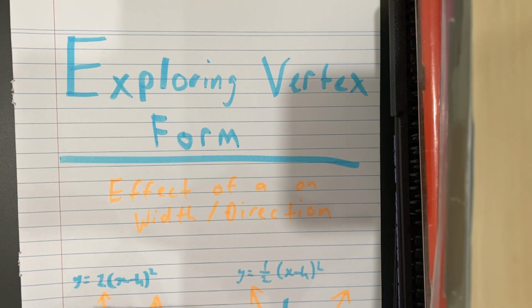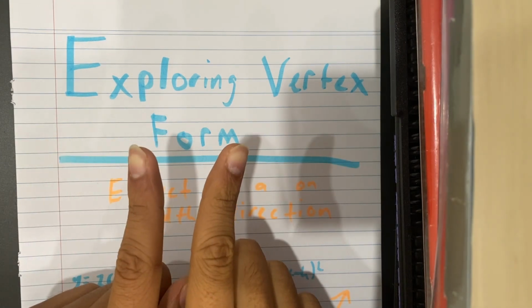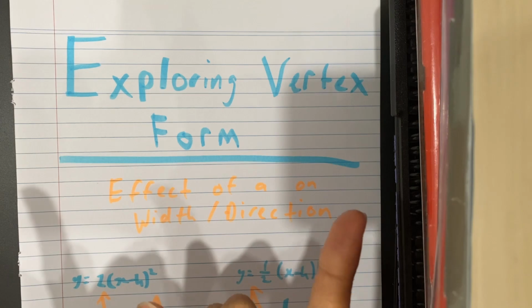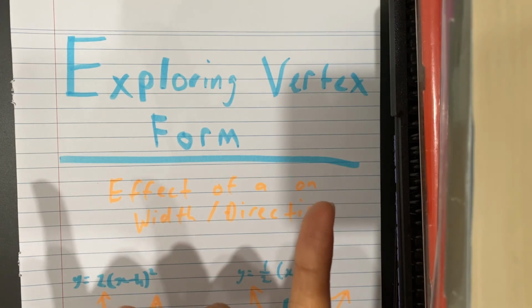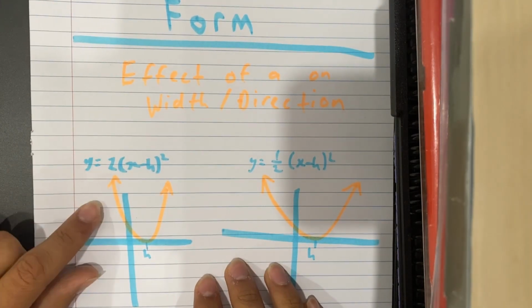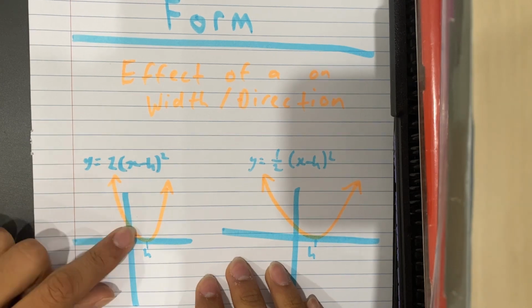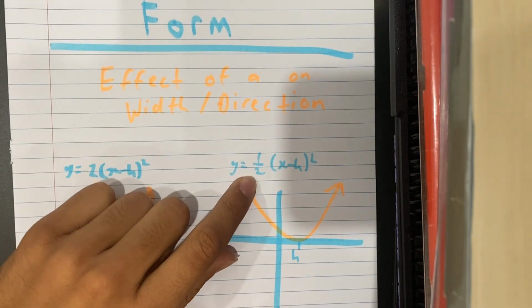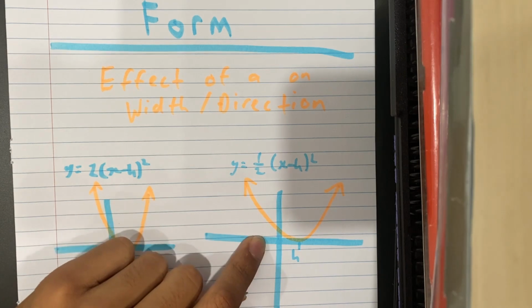The larger the A value, the narrower the parabola, and the smaller the A value, the wider the parabola. Here's an example where A is equal to 2, which makes the parabola narrow, and another one where A is equal to half, which makes the parabola wider.